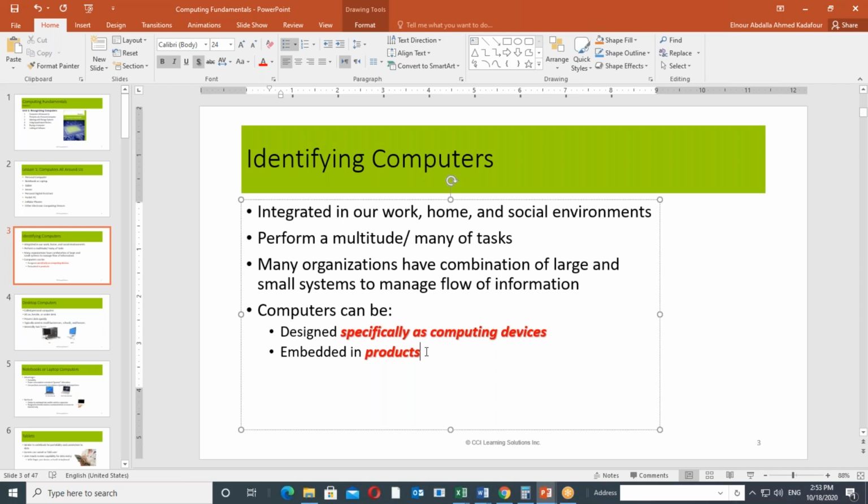This is the job, the function of a washing machine, right? So I'm not concerned about the computer inside, right? This is the difference between a specifically computing device and a computer embedded within a product.